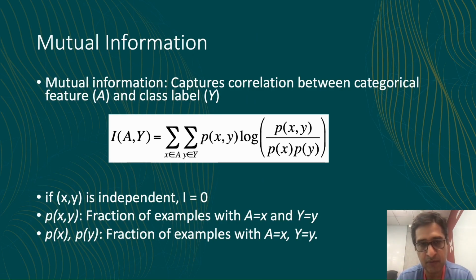On the other hand, mutual information gives you the correlation between a categorical variable and the class label Y. So that's why these two methods are popular. If you have a lot of numerical variables, you tend to use the Pearson's correlation. If you have a lot of categorical variables, mutual information comes in handy.